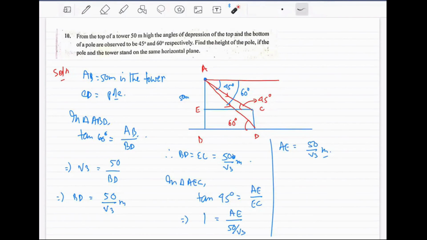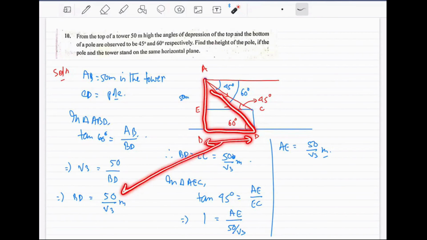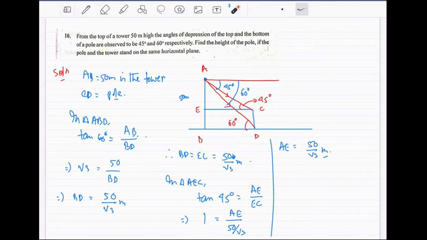Okay, look, what is happening? We have taken this triangle and found out BD to be 50 by root 3. This is also 50 by root 3. So we took on this triangle and found out tan 45. So we found out that this is equal to this part right here. So AB is how much? This whole thing is 50. This portion, AE portion, is 50 by root 3. How much is EB then? EB, you have to subtract AB and AE. You have to subtract these two so that you will be able to get this portion.